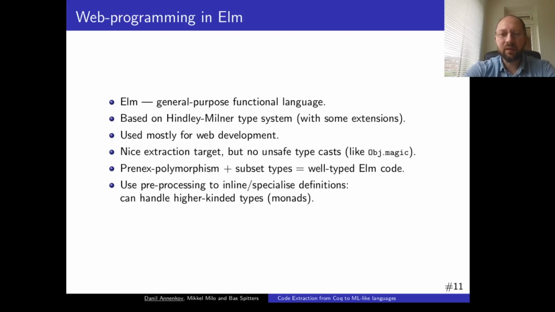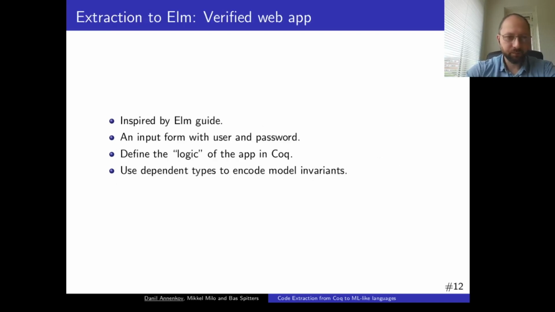But it still lacks the ability to convince a type checker that the code is safe. So for us, we were able to identify that if one writes programs in the prenex polymorphic fragment with subset types, it leads to well-typed Elm code. But we can actually go further if we use our pre-processing step in the pipeline to inline the specialized definitions. Then we can handle higher-kinded types. For example, we can use monads, and after unfolding, it will still result in well-typed Elm code.